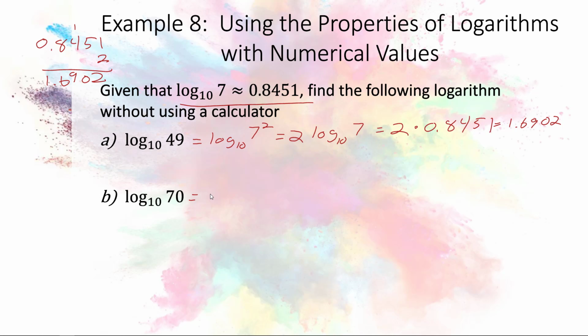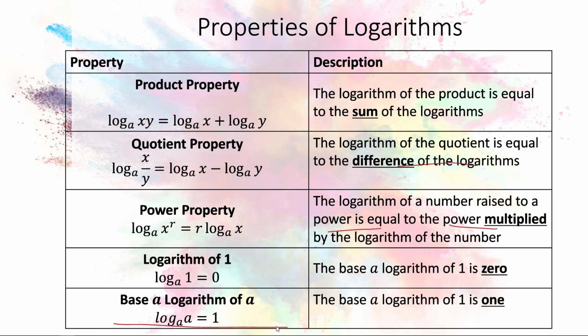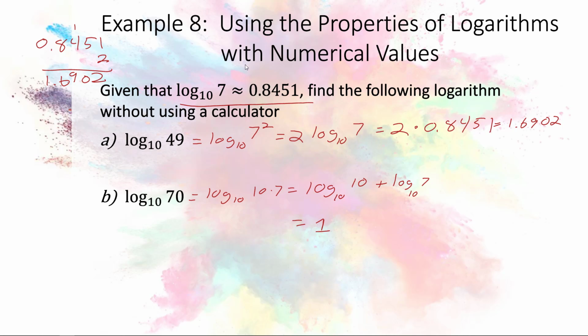And then for this one, how would we handle this one? Well, we can rewrite this as the log base 10 of 10 times 7. That will be equal to the log base 10 of 10 plus the log base 10 of 7. Log base 10 of 10 is 1, based upon this property right here. The log base 10 of 7 is given for us right here. It's just 0.8451. When you add them together, you get 1.8451.